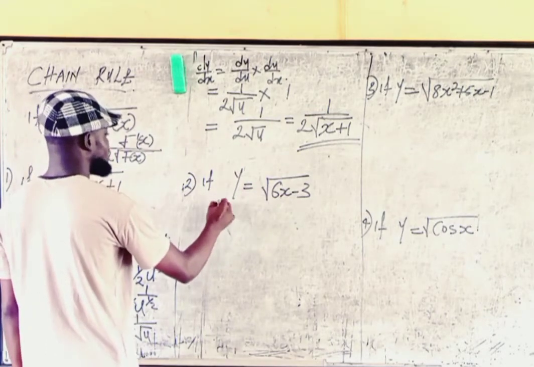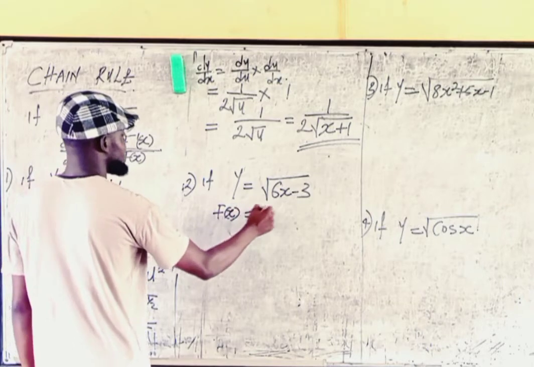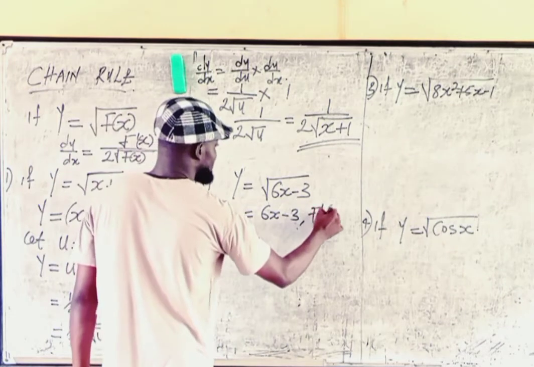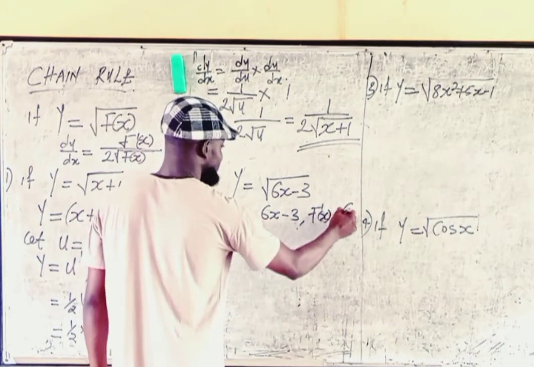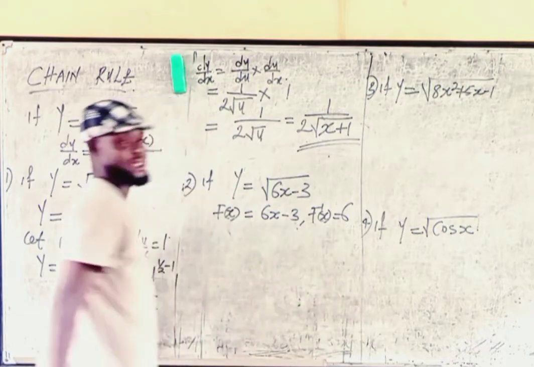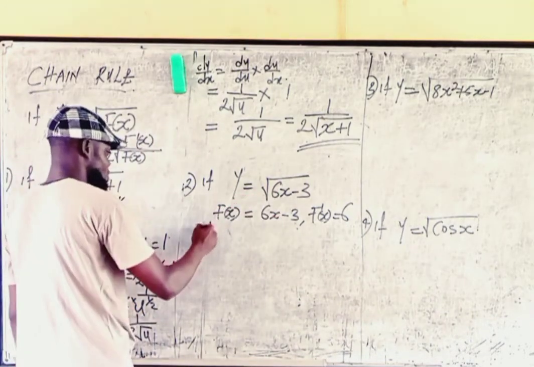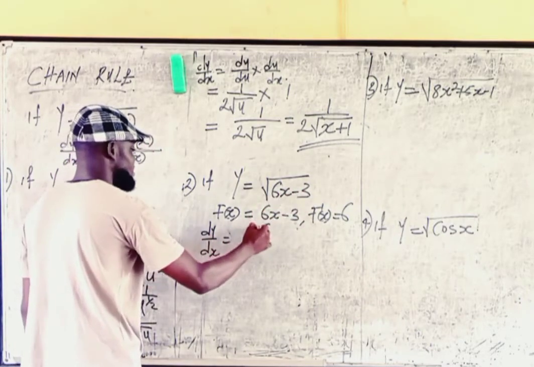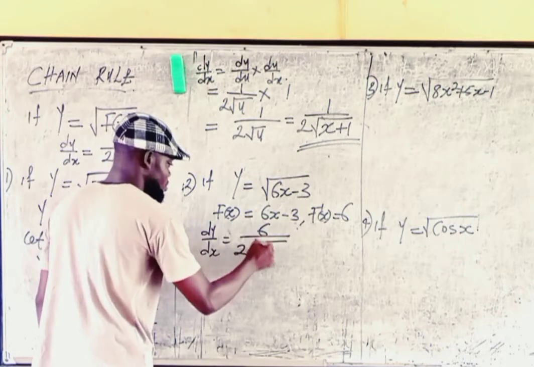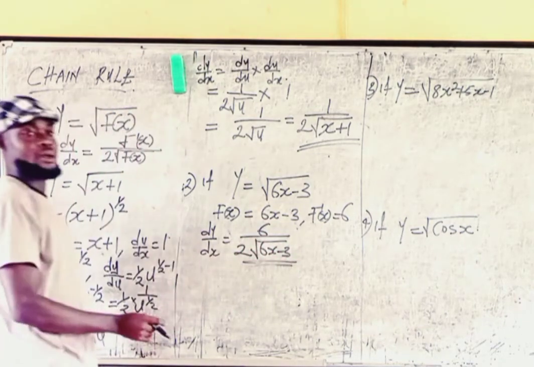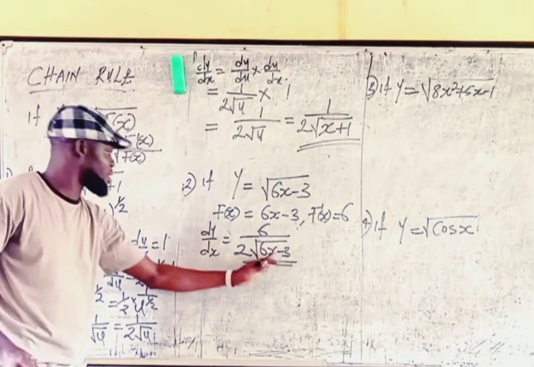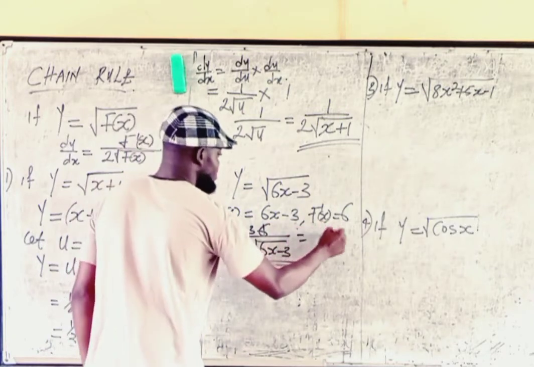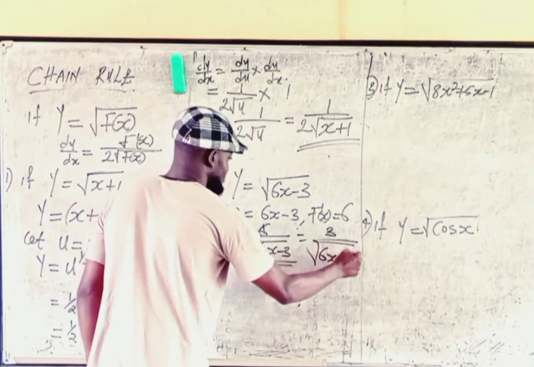So I see our function of x is 6x minus 3. If you differentiate this function of x, you have 6 from 6x, and from 3 you have 0, so you will have 6. So the answer to this question now will be dy/dx equals the differentiation of what is inside the bracket, 6, over 2 times the square root expression. You can do it this way to check and discover that this is the answer you're going to get. And 2 divided into 6 gives 3, so that will be 3 over root of 6x minus 3.